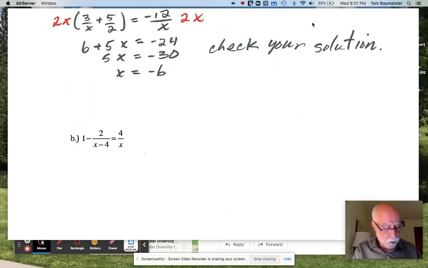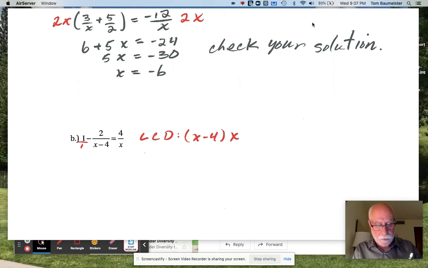All right, so same thing here. Let's do the same thing. So our LCD, let's see. Well, there's nothing on the bottom for there. It is technically 1 over 1 if you want to think about it that way. That might help you out. But let's see. I know I have x minus 4.